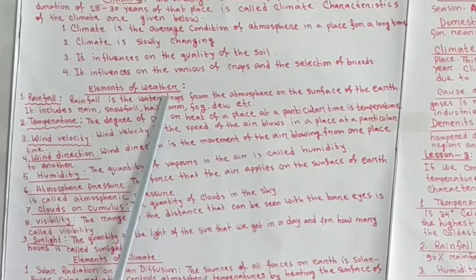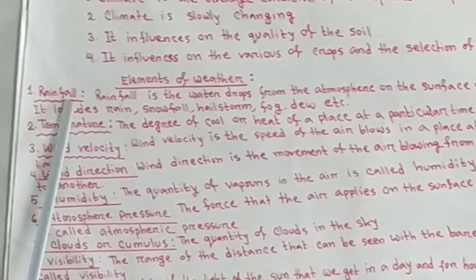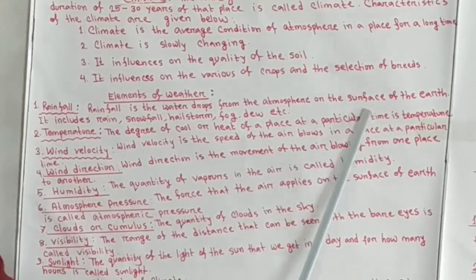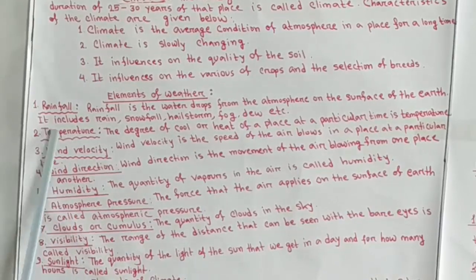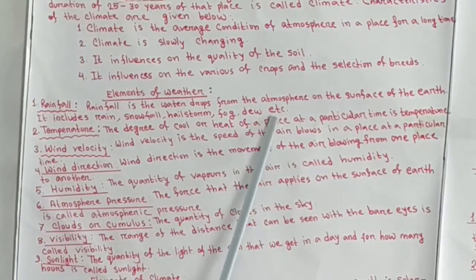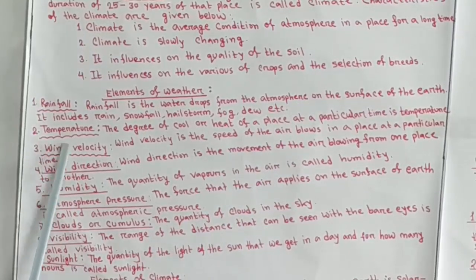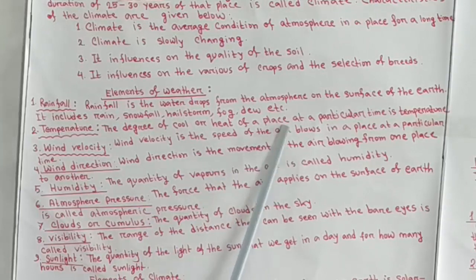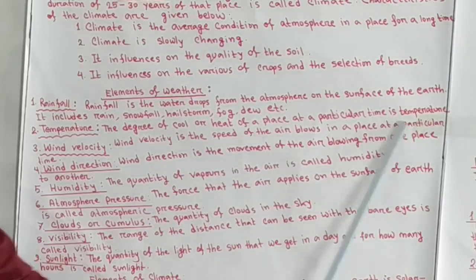Next are the elements of weather. There are some very important elements of weather. First of all, rainfall. Rainfall is water dropping from the atmosphere onto the surface of the earth. It includes rain, snowfall, hailstorm, fog, dew, etc. Temperature. What is temperature? The degree of cool or heat of a place at a particular time is temperature.